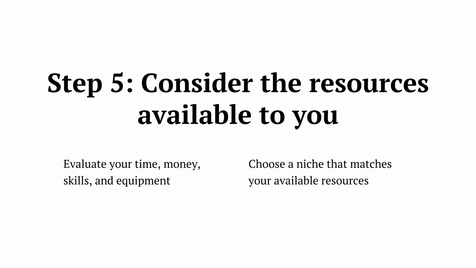To make this step easier, make a list of resources you have available and the resources you need for your blog. Then compare them and see if they match. If not, maybe adjust your niche or your resources accordingly. So that's the fifth step. The sixth step is test your ideas.